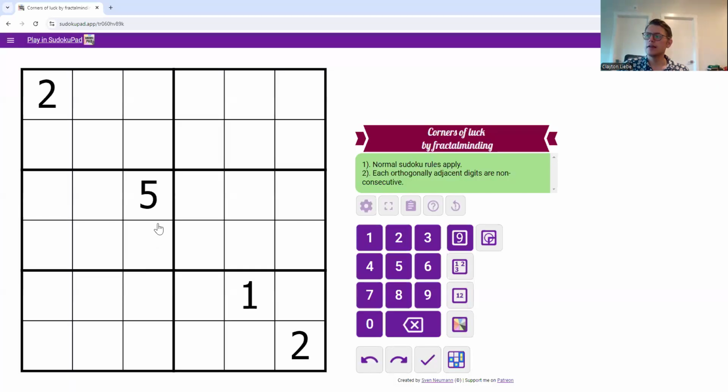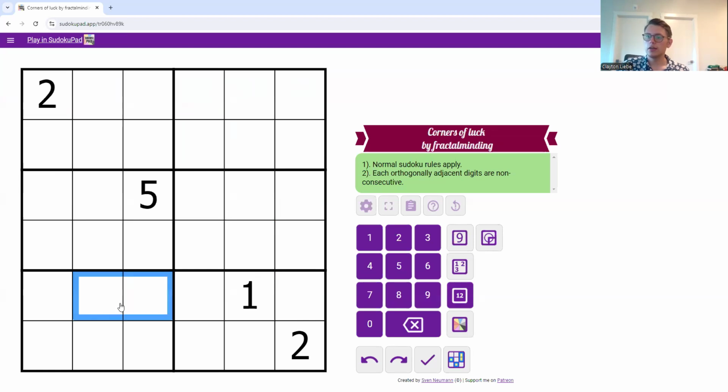And there's not many rules today. Normal 6x6 Sudoku rules apply. It doesn't say it, but just as normal Sudoku rules apply, you have to have the digits 1 to 6 in every box, in every row, and indeed in every column. And then we get the rule that orthogonally adjacent digits are non-consecutive. What that means is this could never be a 3, neither could this. This could never be a 2. And that is all the rules we get, and apparently we can solve the puzzle with that information.